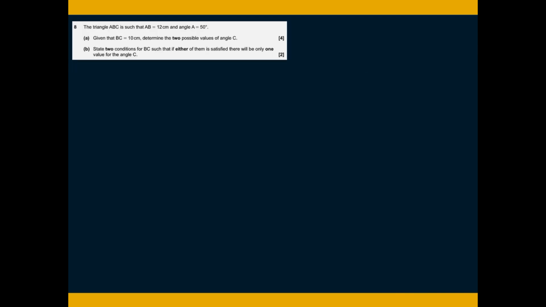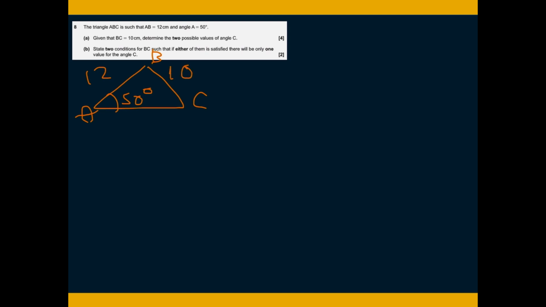Question 8. The triangle ABC is such that AB equals 12 centimeters and angle A equals 50 degrees. Given that BC equals 10 centimeters, determine the two possible values of angle C. Now, the first thing to do in questions like this is to draw a quick sketch. So, if this is our triangle ABC, this is 50 degrees, AB equals 12 centimeters, and BC equals 10 centimeters.